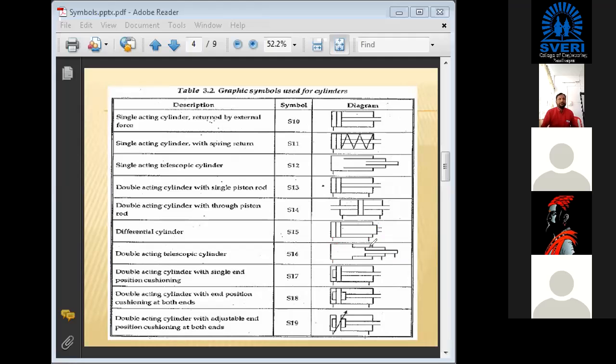Okay, then double acting with a single end positioning cushioning. Double acting means what? Cylinder with this one. In that, single end means what? The single piston, and it's having the single end cushioning position.